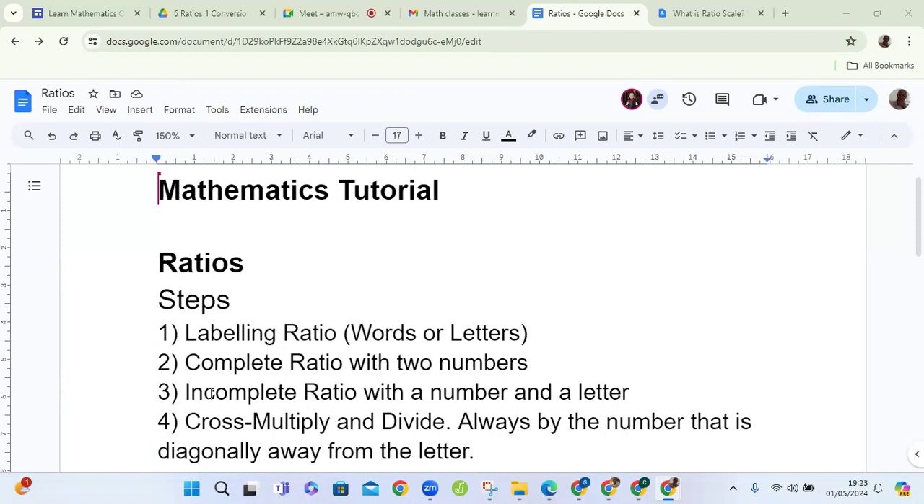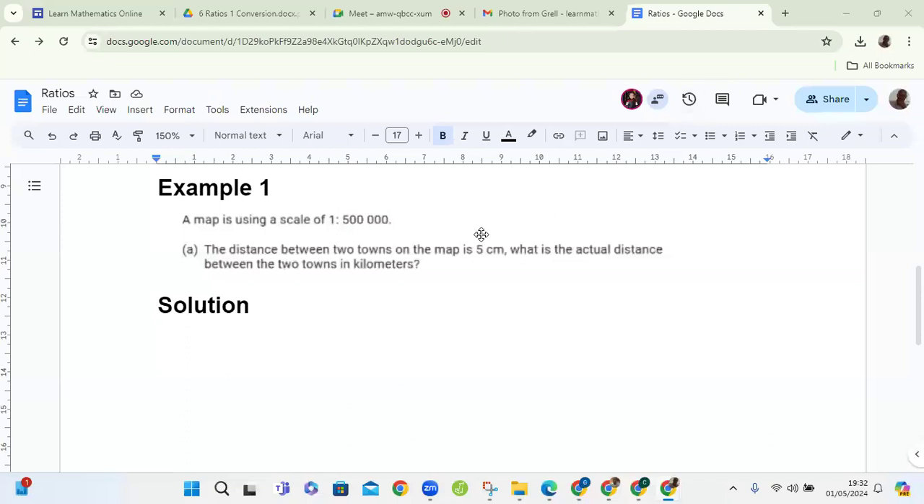So you've got your 3rd step, an incomplete ratio with a number and a letter. And a 4th step is that you cross multiply and divide. And you always divide by the number that is diagonally away from the letter. So here is an example we can use to practice that 4-step process.